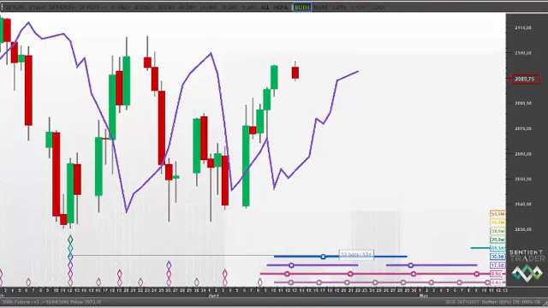The first one is how reliable has price and the interaction with the FLD been? I have to say it hasn't been very reliable, but let's go through that. Here is the first interaction where price interacted with the FLD. That was an A category interaction, as I've already mentioned. My pen is giving me trouble again, but that's an A category interaction, and we expect the A category interaction to fulfill its target and to exceed it.